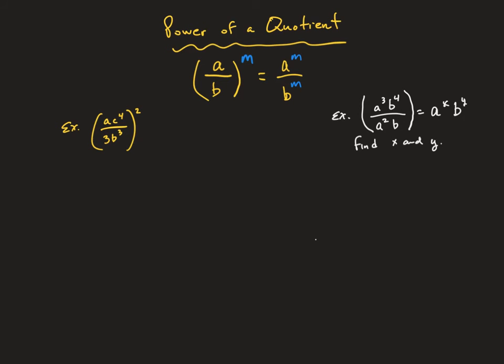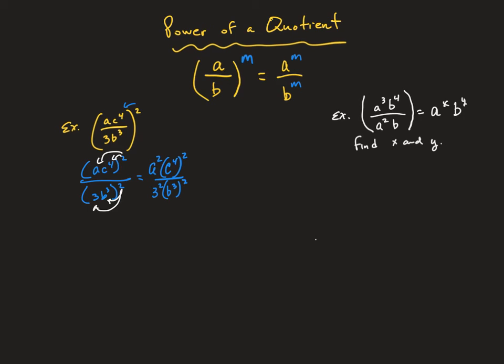So, looking at my first example here, I'm going to have everything to the second power. So I'm going to have a c to the fourth to the second power over 3b to the third raised to the second power. And using my rules again, that is going to be a to the second, c to the fourth raised to the second, because again, the second power goes to both of those. And the denominator is going to be 3 raised to the second power, b to the third raised to the second power.